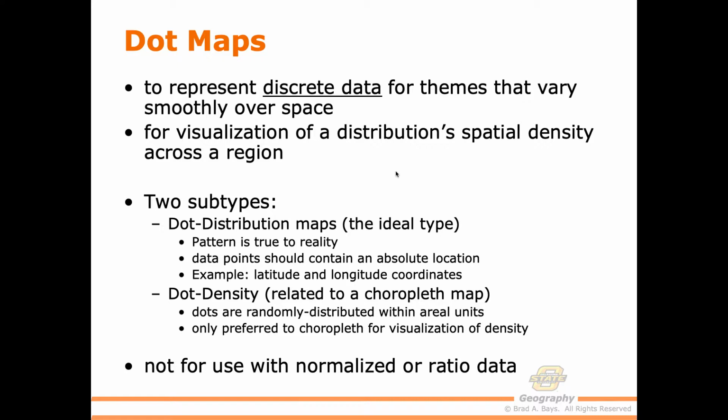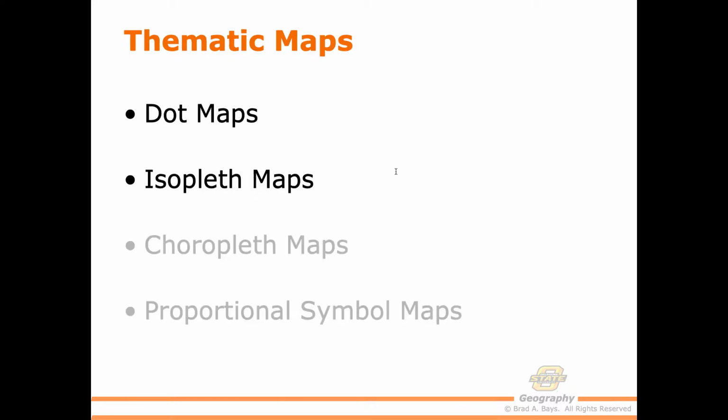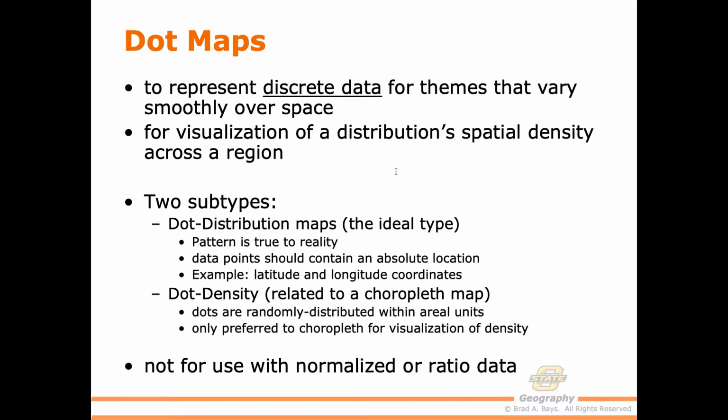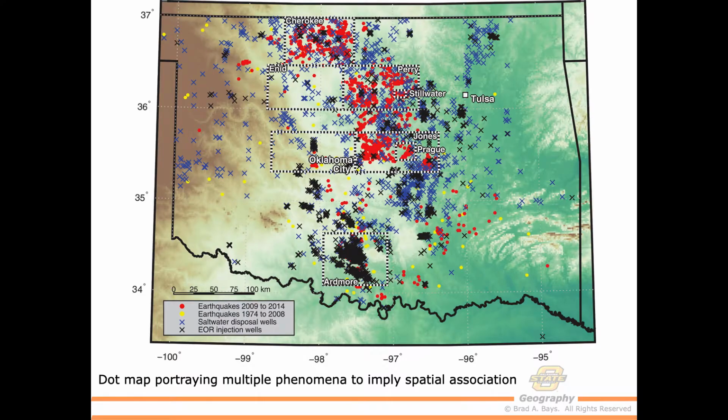Okay, so for the most part, dot maps, at least the dot distribution maps, are really not that great for normalized data, but the dot density map can be used and often is used for that. So it's not really intended for it, but it's not really hard and fast rules necessarily. All right, so let's look at some examples here. I'll try to give you some reasons why you sort of should and shouldn't use these.